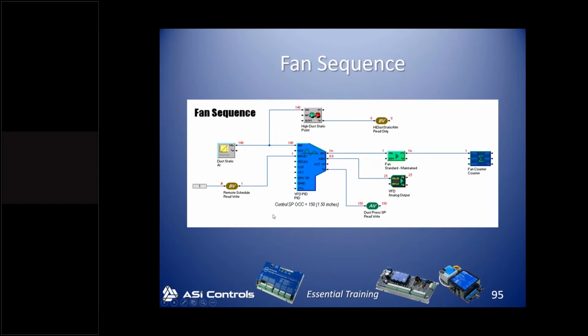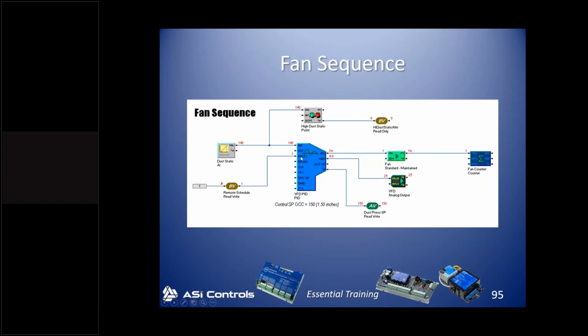So the fan sequence, and these are fairly simple just to get you started. If you have questions about making them a little more complicated to handle different types of conditions, we should have time to do that. So we're going to write to a remote schedule binary value. When we write a 1, it'll turn on. When we write a 0, it'll turn off. And that gets linked to the interlock handle of the PID icon.